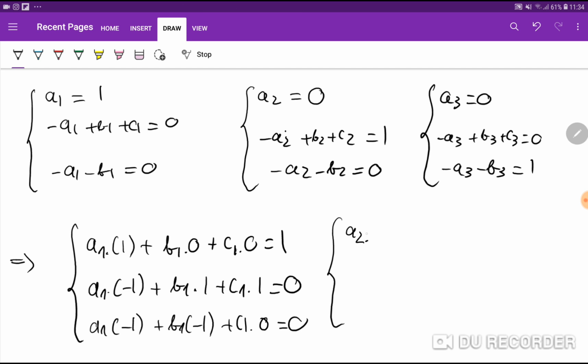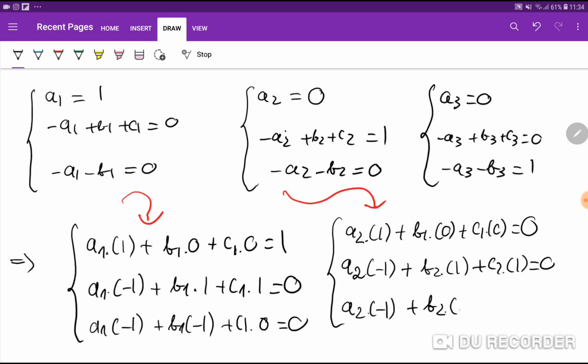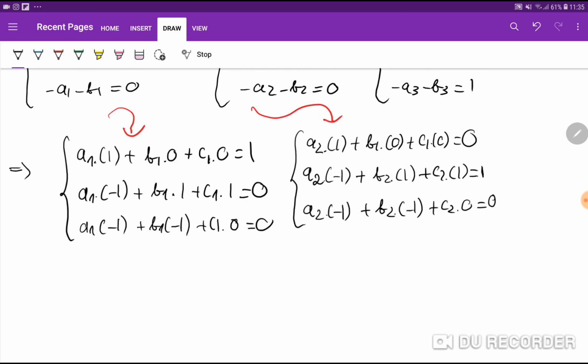So here A2 times 1 plus B2 times 0 plus C2 times 0 equals 0. A2 times negative 1 plus B2 times 1 plus C2 times 1 equals 1. And then A2 times negative 1 plus B2 times negative 1 plus C2 times 0 is 0.